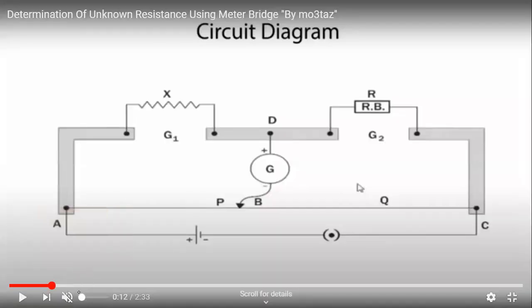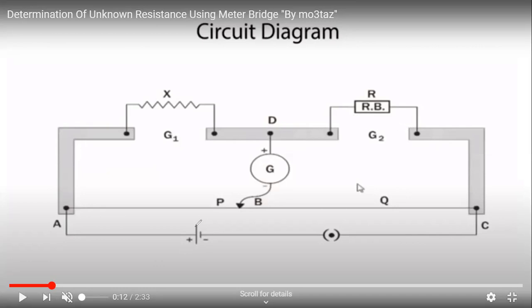Okay, after that, a wire of unknown resistance. We have to calculate the resistance of this wire by using the meter bridge. The wire of unknown resistance is connected across the left gap of the meter bridge, and a standard resistance box is connected across the right gap.